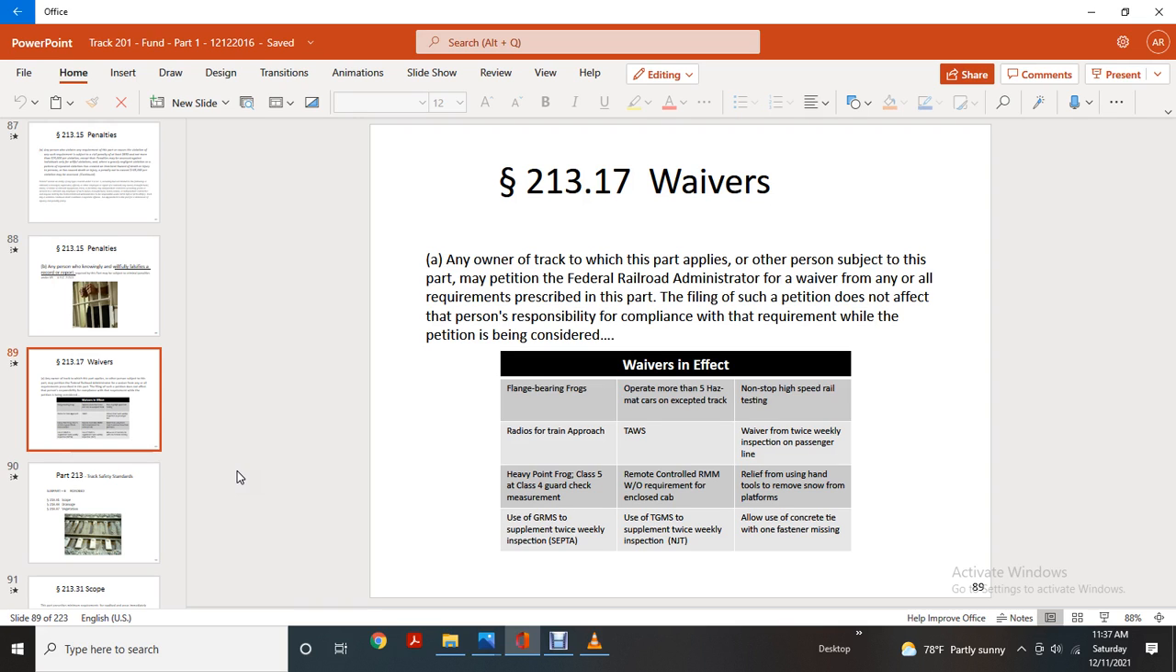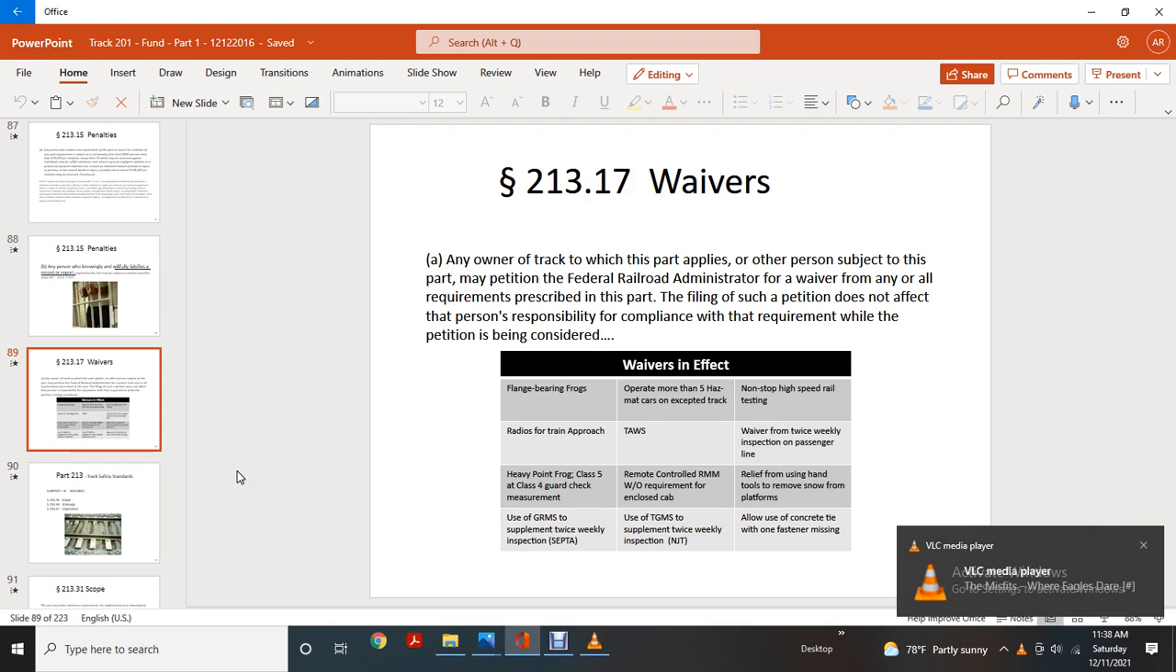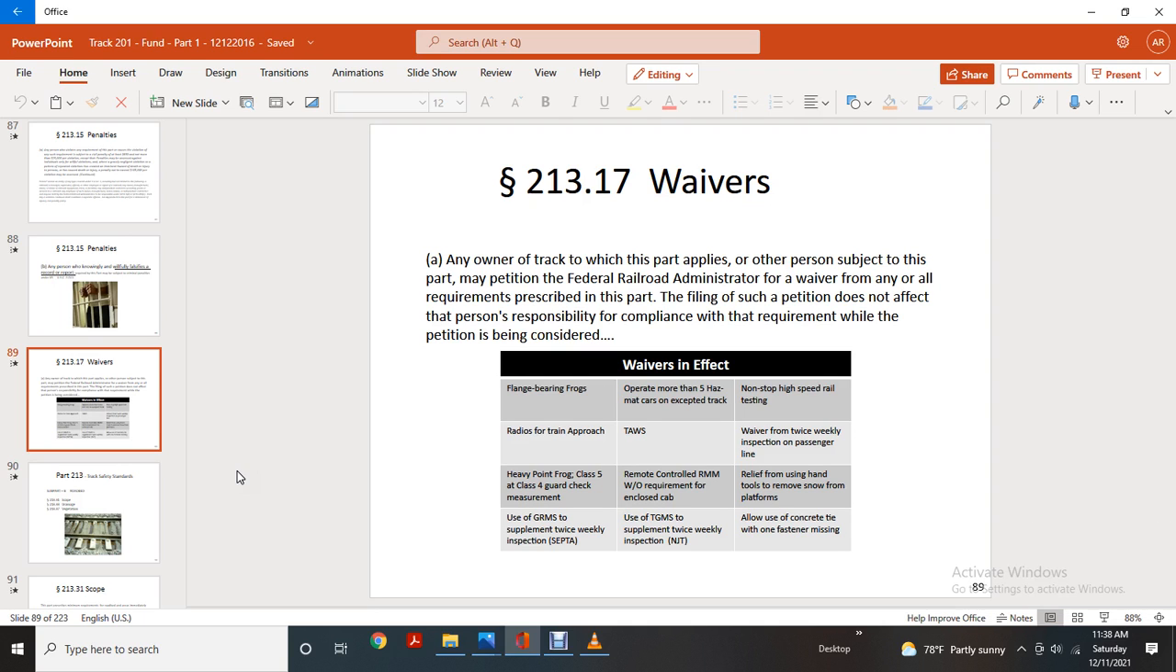Flange bearing frogs, one part with more than 5 hazard map cars expected on track, no stop high speed rail testing, radios from train approach TAWS, waivers for twice a week inspector master in line heavy point class 5 with class 4, guard check measurement, the remote control RMM without requirement of the enclosed cab, believe that using handhold tools, remove snow from the platforms, use for the GRMS supplemental twice a week, and the inspection of the SEPTA TGMS supplemental twice weekly inspection NJT, all use the concrete without fasting and missing.